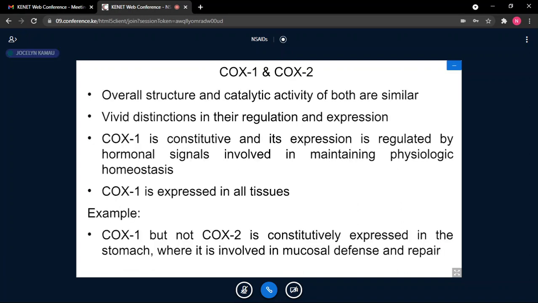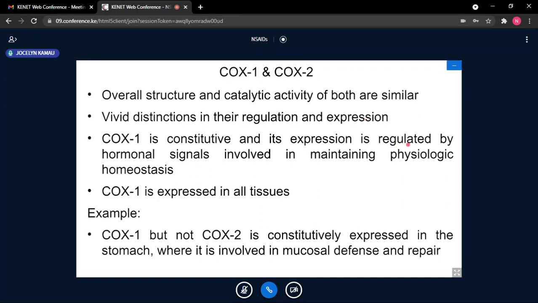The overall structure and catalytic activity of both are similar. Some minor differences were mentioned, but there are some distinctions in their regulation and expression. Expression is how they are synthesized and how they are regulated.